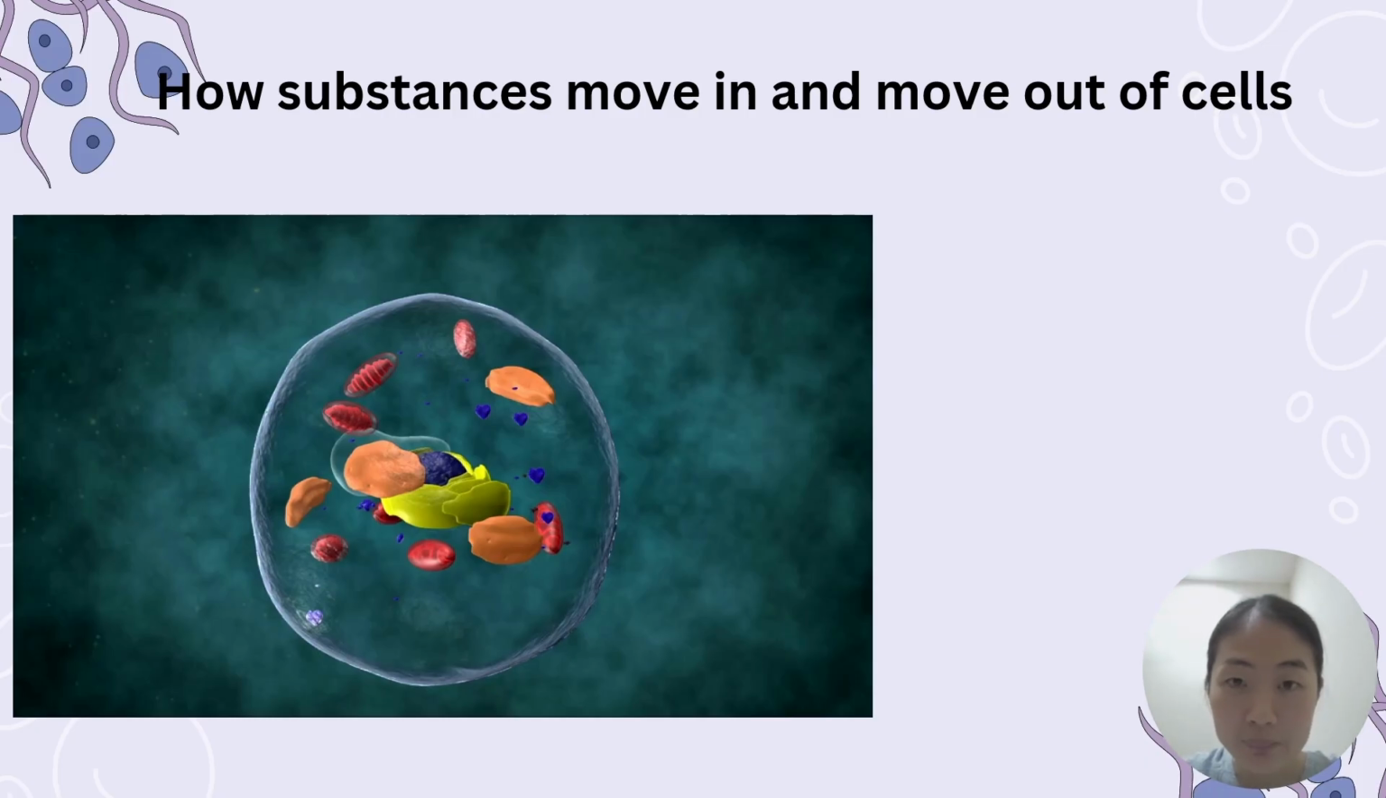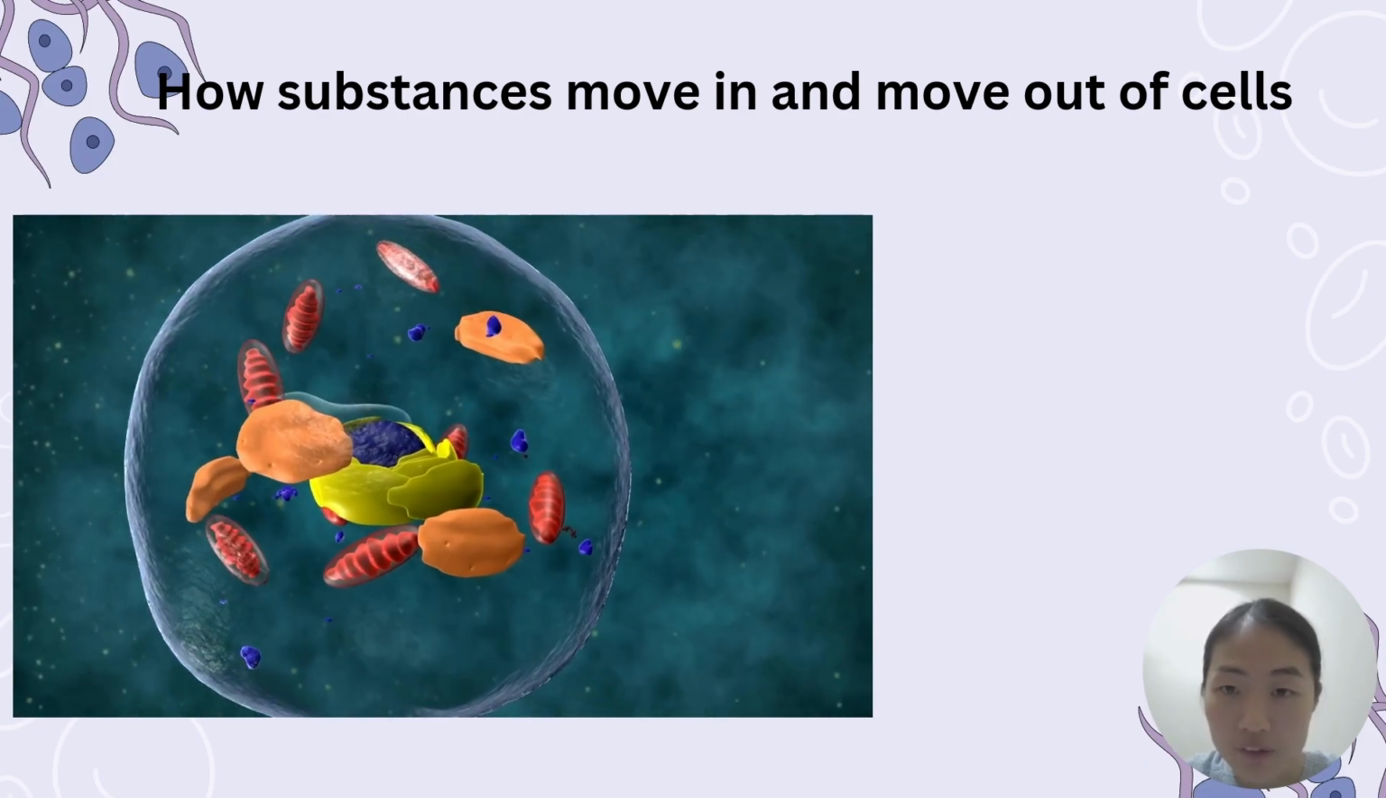Your body is made of trillions of tiny building blocks called cells. These cells are always working, and just like your house, they need food and need to get rid of rubbish. Cells need to get things in and out.